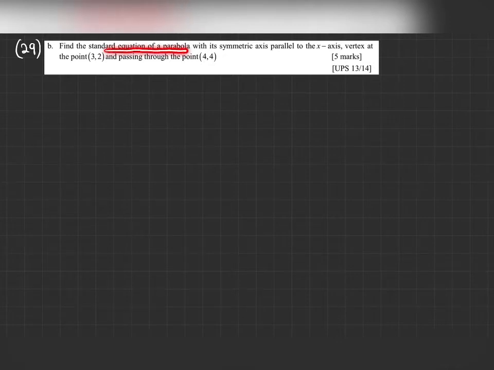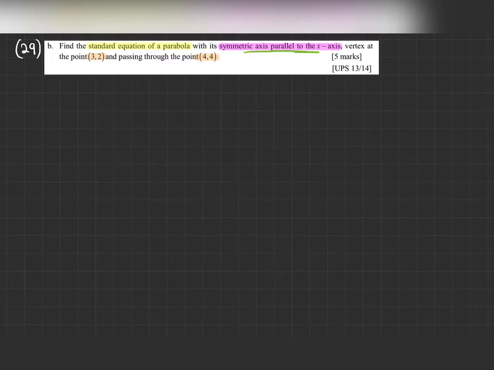Find the standard equation of parabola. So, dia minta standard equation of parabola. Dan kita ada symmetric axis parallel to the x-axis. And the vertex is at 3, 2. And it's passing through point 4, 4. Okay. So, info pertama.